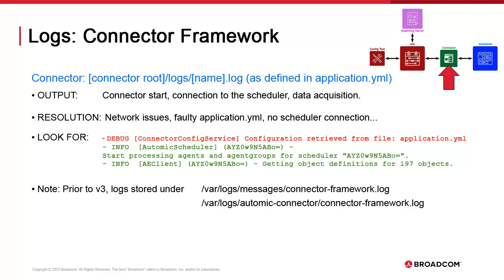It will also log a successful scheduler connection, each successful data acquisition cycle, and the number of objects acquired in the process. Note that if you're still running a connector of version lower than 3, then this log will be found in /var/logs. Depending on the scheduler, there are several variations, either under the messages directory or a directory named after the scheduler.